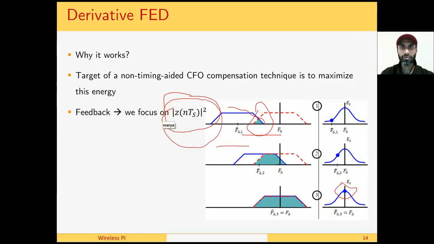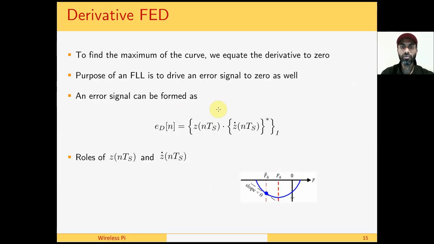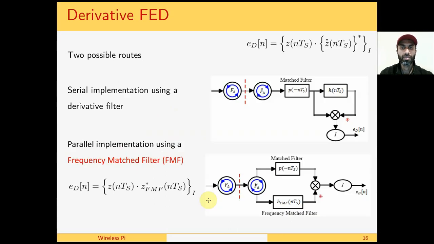If we ignore complex operations and just assume real operations, then we can see that the derivative of this expression is 2z into z dot, where z dot is the derivative. In terms of complex expressions, we have an in phase term and we have a conjugate in here. The derivation is in my book, but I hope that this makes sense if we just assume real signals.